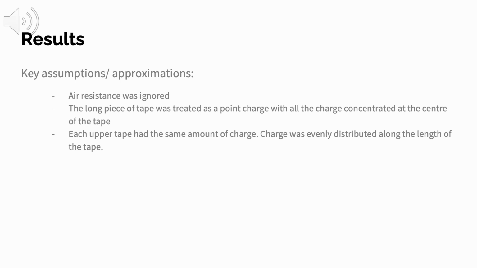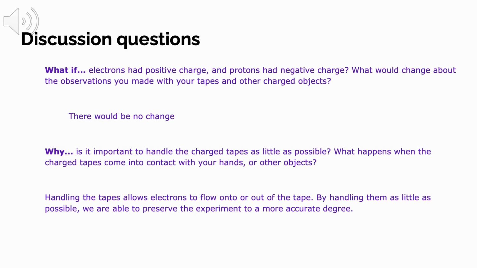What if the electrons had a positive charge and the protons had a negative charge? What would be the changes in observations made during our experiment? The pieces of tape gain a charge through the transfer of electrons. Since the same amount of electrons are being transferred, or at least that is assumed to be so, they would gain the same amount of charge, just the opposite sign. And since like charges repel, there would still be repulsion observed, and therefore there would be no changes seen in the observations for the experiment.